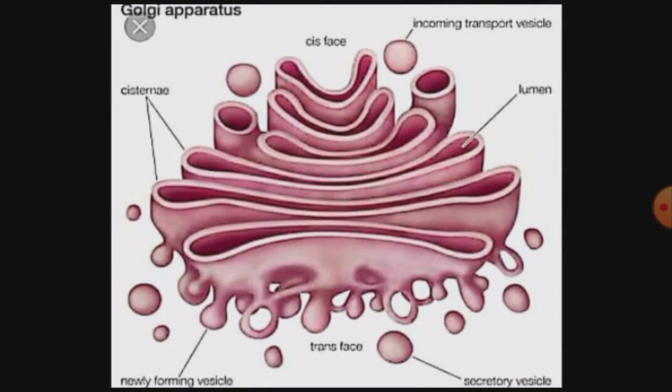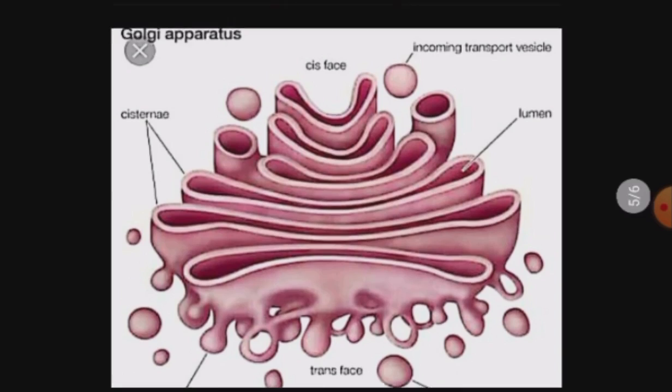Okay, this is again a clear picture of the Golgi apparatus. This is the cis face, see the trans face, the newly forming vesicle that is formed from the body of the Golgi body, the secretory vesicle that carries the protein, the lumen of the Golgi body where the protein is modified, the cis face, cisternae, and the incoming transport vesicle that is coming from the endoplasmic reticulum. Just pause the video again and have a look.